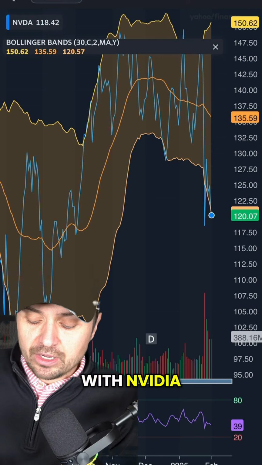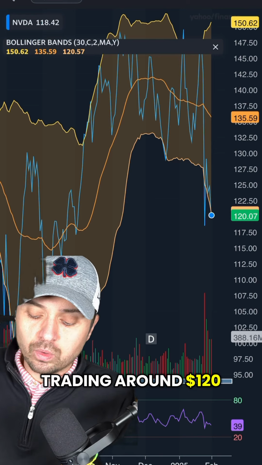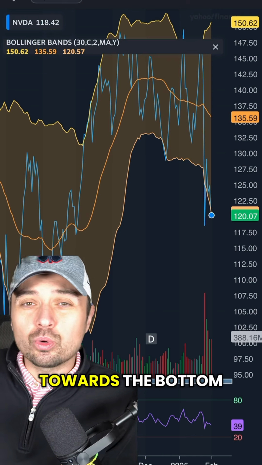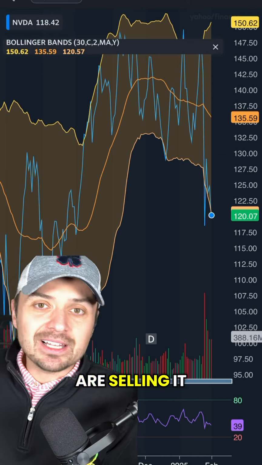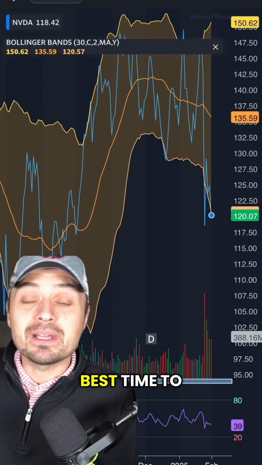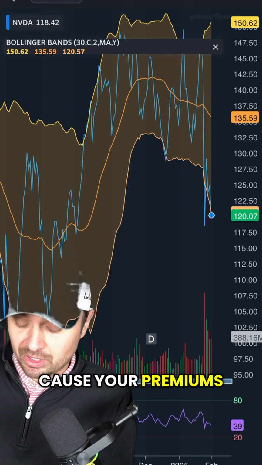So for example, with NVIDIA, you can see the stock is trading around $120 right now, and it's towards the bottom of the Bollinger Band. Usually when it's towards the bottom, that means a lot of people are selling it off, right? The sentiment of the company, people are just trying to get out of their stock. But that's the best time to sell calls on because your premiums are going to be the best.